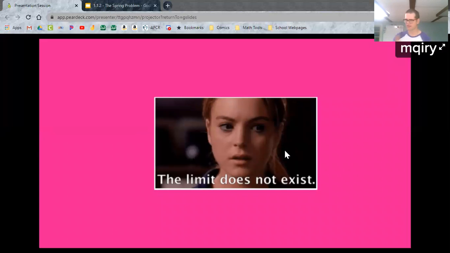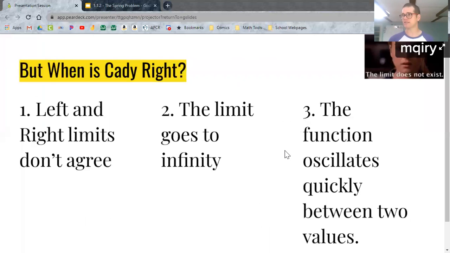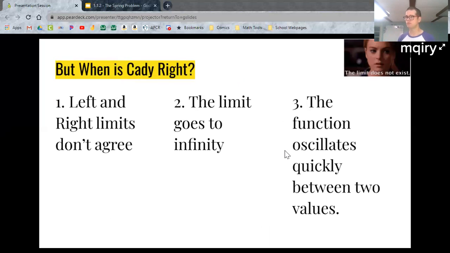I tried to foreshadow this by typing it in there. The limit does not exist. But when is Katie right? Well, here are 3 different times generally that the limit does not exist. Number 1, the left and right limits don't agree, which we saw with number 2. The second, the limit goes to infinity, which we saw with number 3, because if it goes to infinity, there's nothing capping it or bounding it, so there's no limit. Or number 3, the function oscillates quickly between 2 values, like number 4. Those are 3 of the places where you'll see stuff like that.